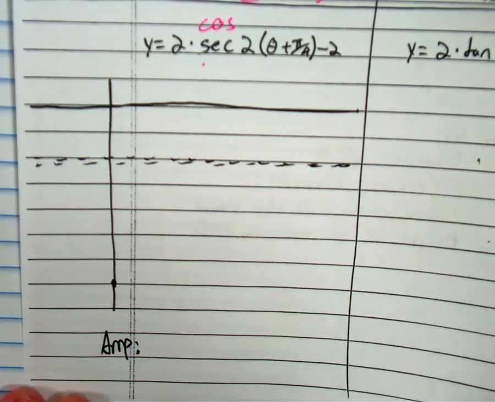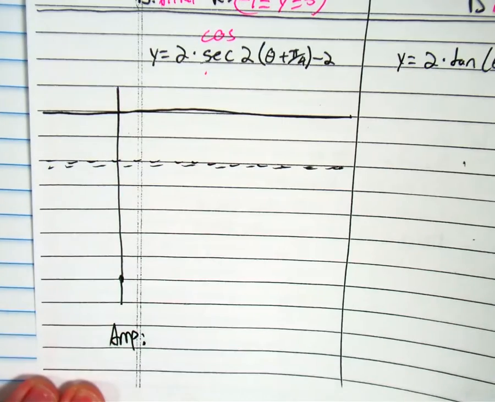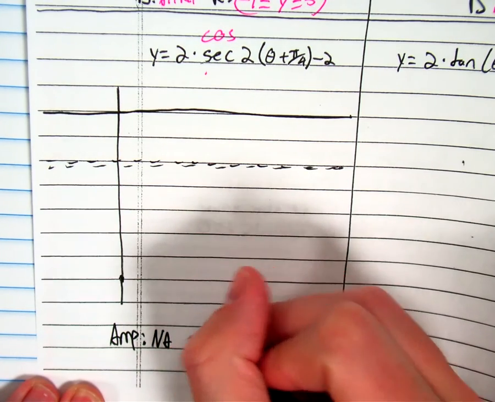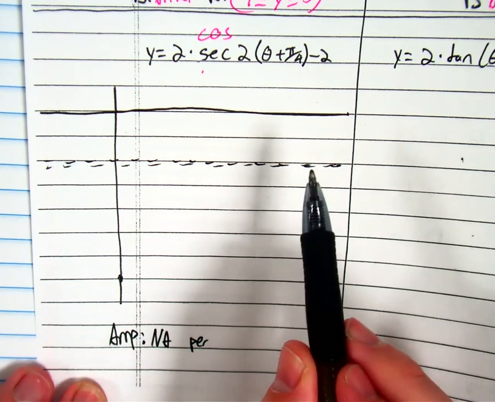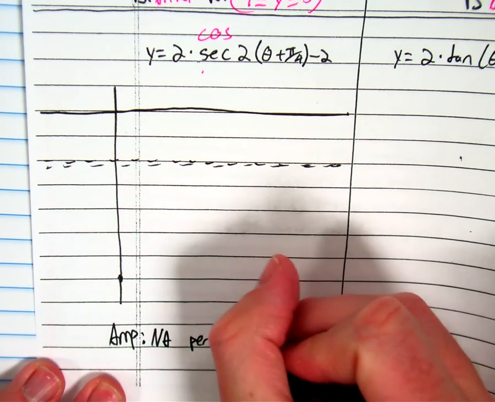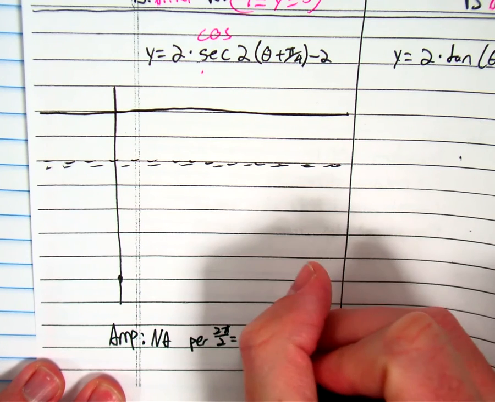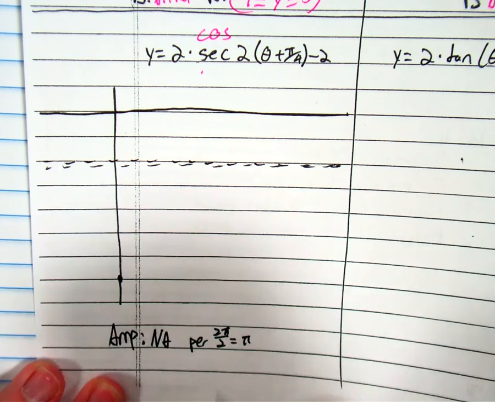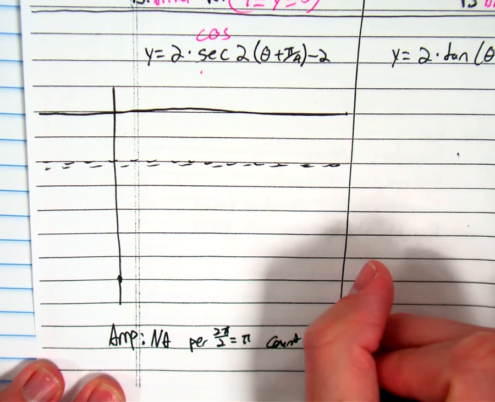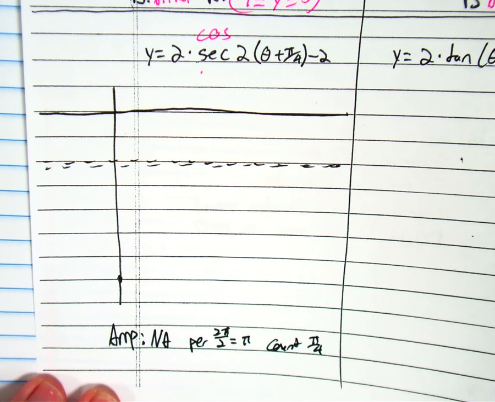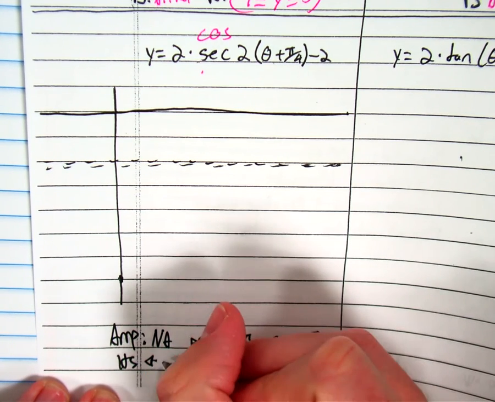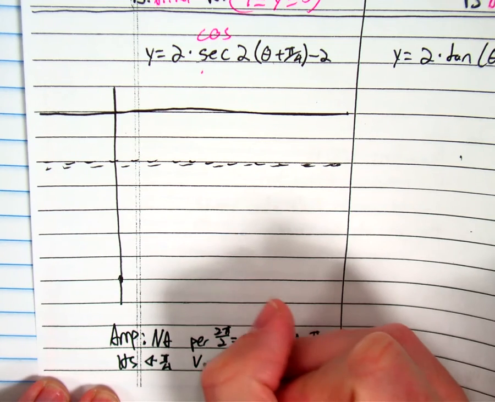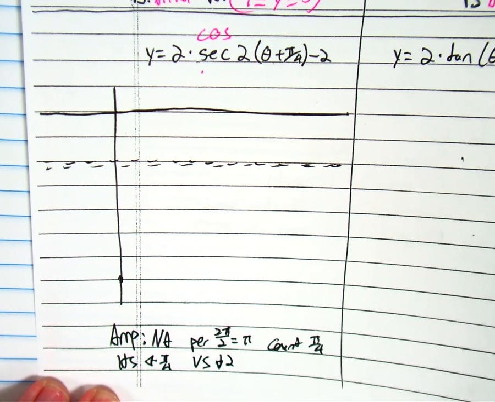Amplitude. Technically NA, because these go up and down forever. So this is technically going to be NA, but we are going to use that too. Period. Okay. Normal period is 2 pi, and we have a 2 times multiplier. So it's going to be 2 pi divided by 2, which means our period is going to be pi. And then counting, whatever that is, divide by 4. So we're counting by pi over 4s. HS, we are pi over 4 to the left, opposite of inside the parentheses. VS, vertical shift, we are down 2.